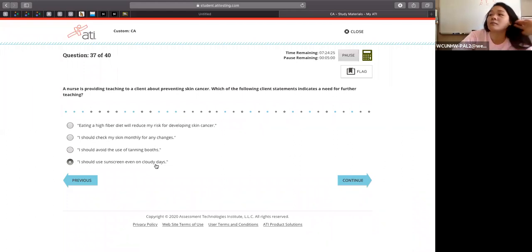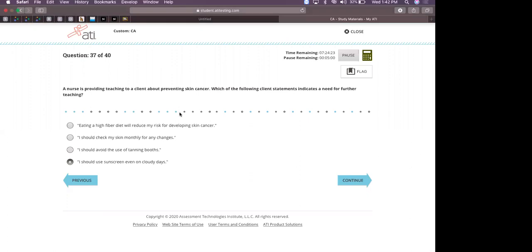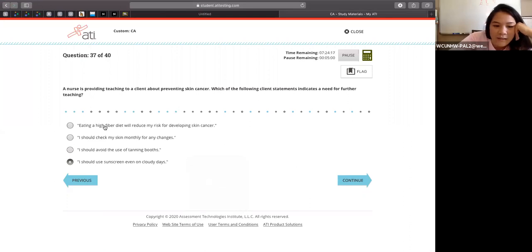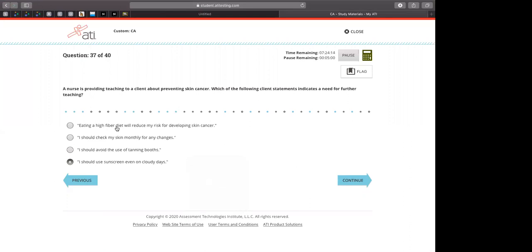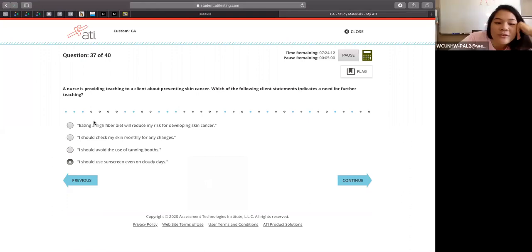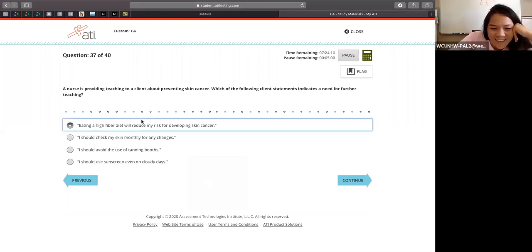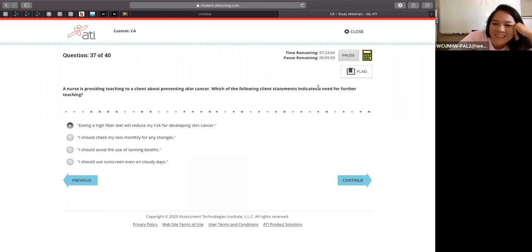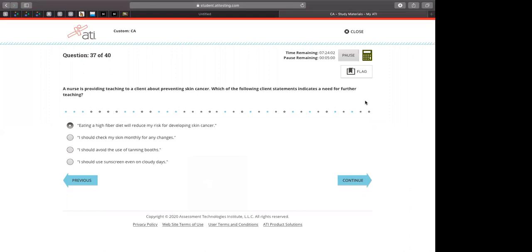Stop. Because further teaching. Melanoma. I think it should be A. It should be A? Yeah, because which one is saying which one it needs? Oh, needs for further teaching. Yeah, you're right. Guys, I always get messed up with this, like, indicates need for further teaching.